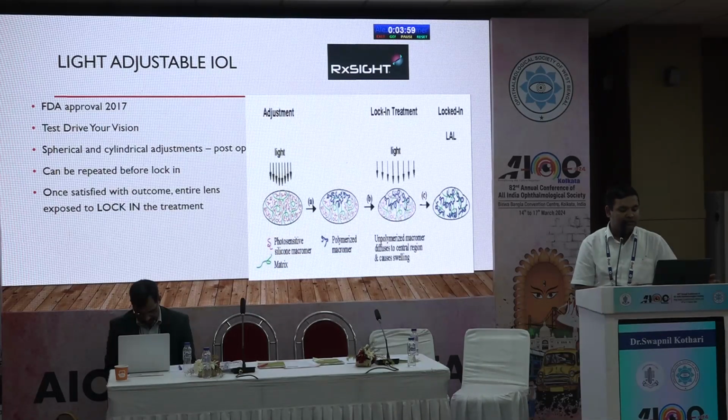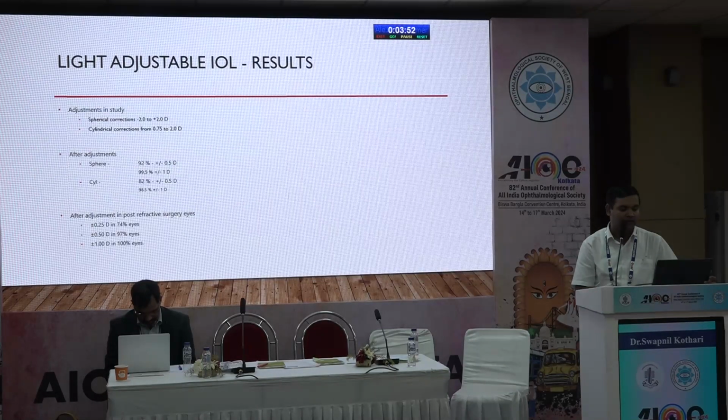Once the patient is satisfied with the IOL, the entire IOL needs to be exposed to their UV machine, and that locks in the treatment. So this is the study that LAL have published, in which the spherical correction, the adjustment they were able to do was from -2 to +2, and cylinder from 0.75 to 2 diopters. So basically it takes care of most of your astigmatic surprises as well as your spherical surprises.